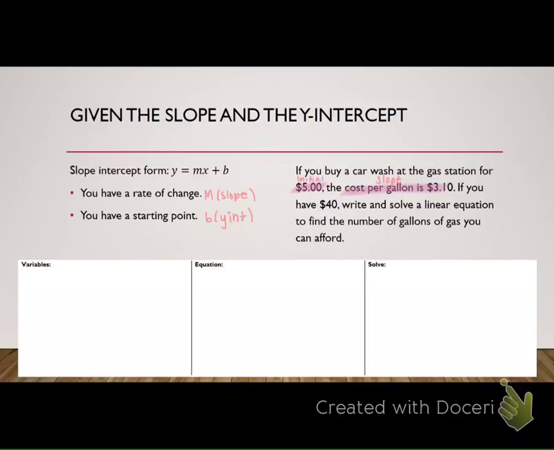So let's start here. What are my variables? What does x mean? And what does y mean? What is my x and what is my y? Number of gallons of what? So number of gallons of gas. I don't know why I just said it that way. So what does y represent then? The total cost, right?